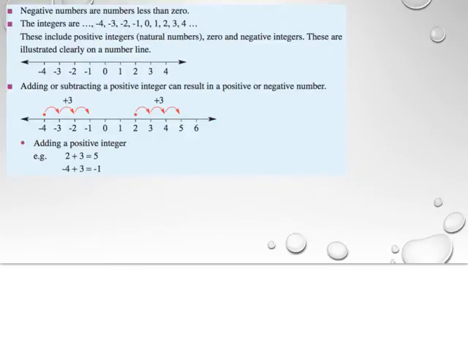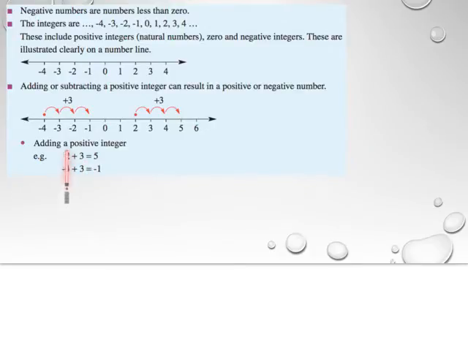When adding or subtracting a positive integer, you can either have a positive or a negative number. There's no rule saying that it must be positive or must be negative. So let's have a look. At the start, I would like you to do it this way. If I look at the first example, that is over here, they say 2 plus 3. Now we all know that.